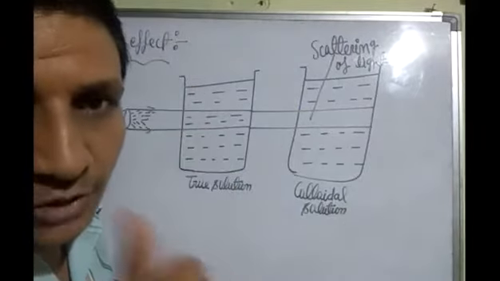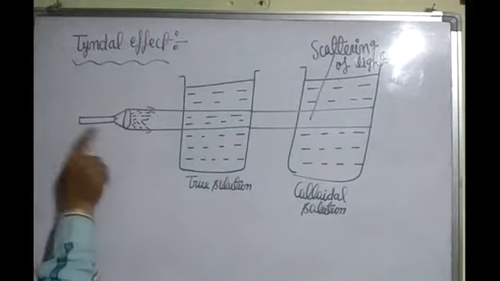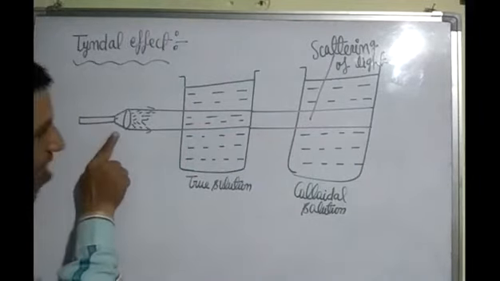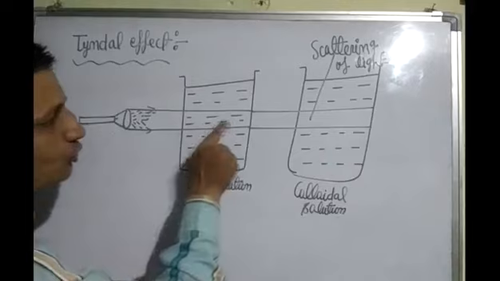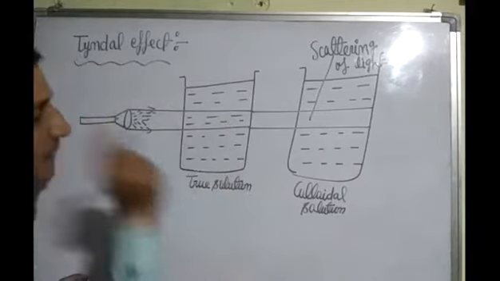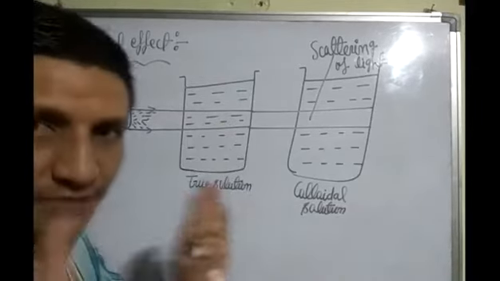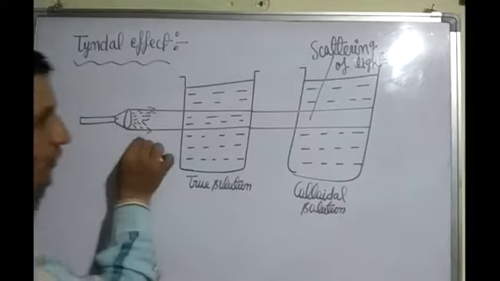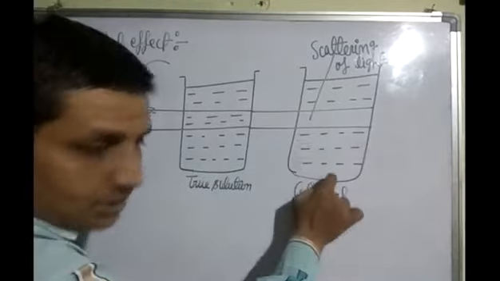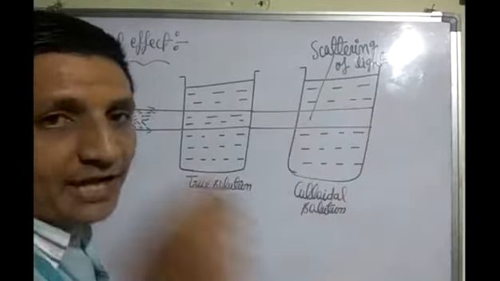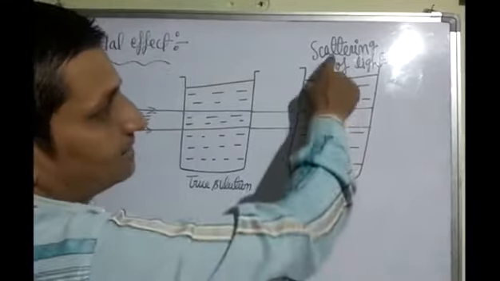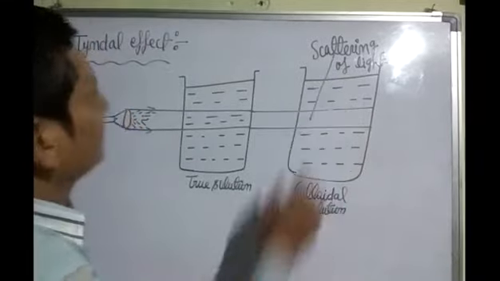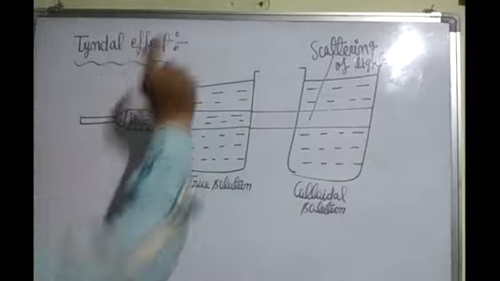Dear student, I am telling you the last time, Tyndall effect. This is the beam of light. When a strong beam of light is passed through a true solution, the path of the beam of light is not visible. But when it is passed through a colloidal solution, the path of the beam of light is visible. Scattering of light. This is scattering of light. This is called the Tyndall effect.